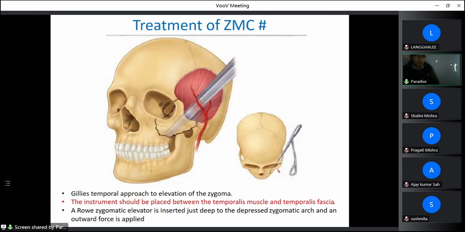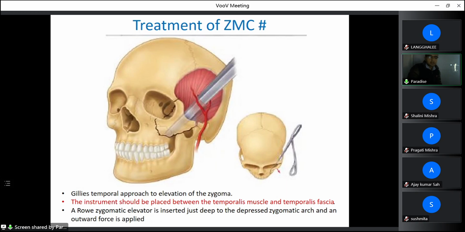You have to reach it. The temporalis muscle is inserted into the coronoid process, which is present just below the zygomatic arch. So if you follow the temporalis muscle, you enter just below the zygomatic arch, and you can elevate the depressed zygomatic arch.